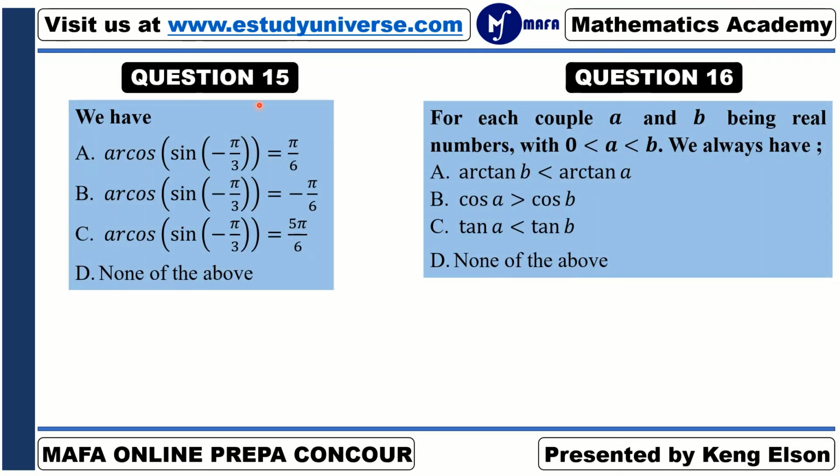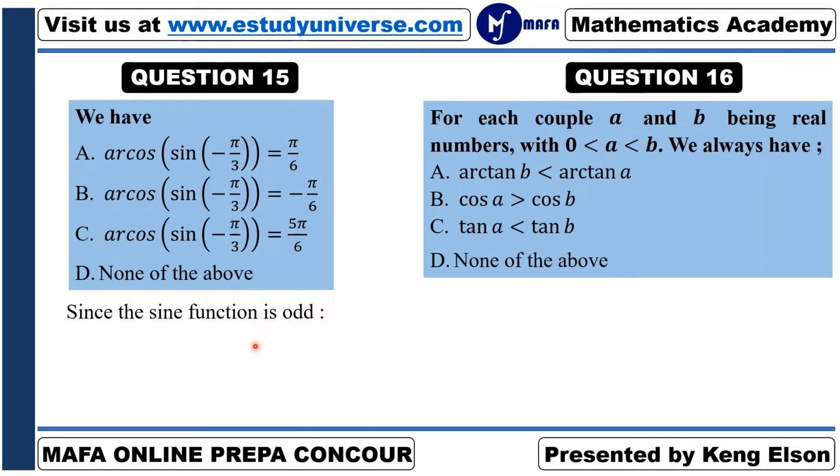Alright, question 15. We have A, cos inverse of sine of negative π/3 is equal to π/6, B, negative π/6, C, 5π/6, or D, none of the above. So first of all, the sine function is an odd function, so we first deal with the interior before taking the cos inverse.